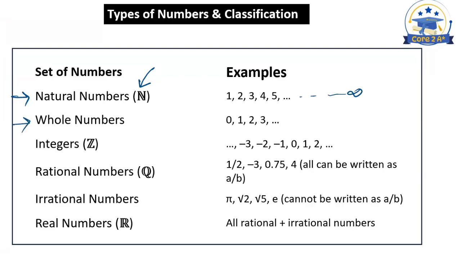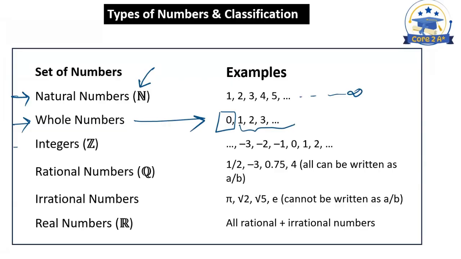And what is the difference in a whole number? It just includes 0 in the natural numbers. If we add this 0 to the natural numbers, it becomes the whole numbers.